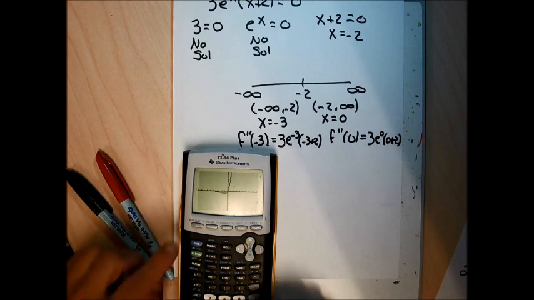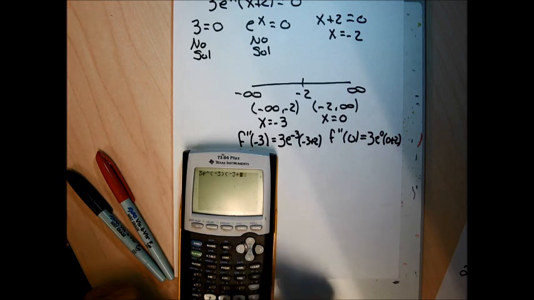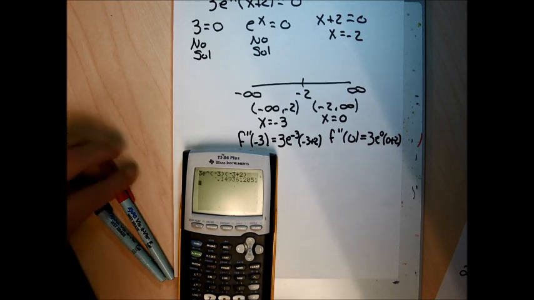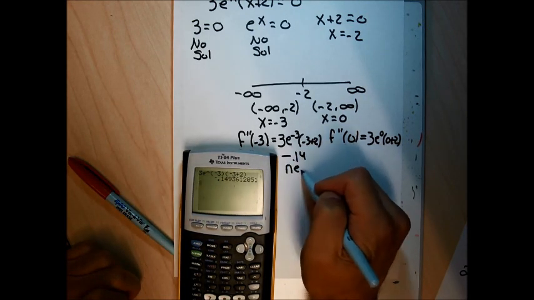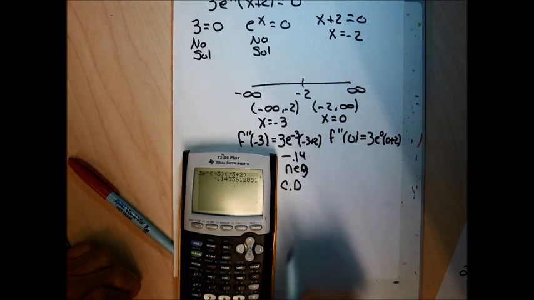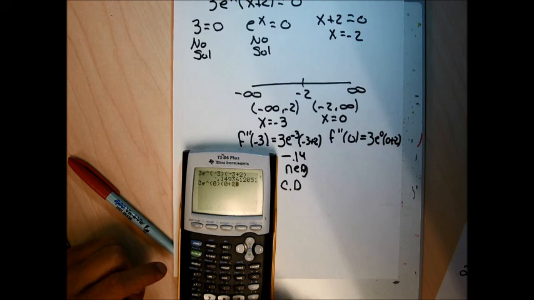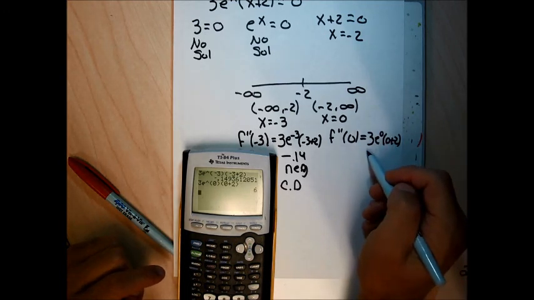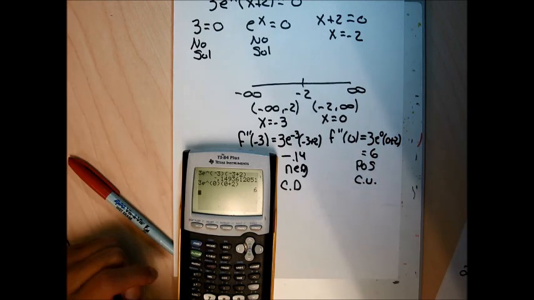So first computation, get to the main screen, 3 second ln negative 3, and then times parentheses negative 3 plus 2. I'm only worried about the sign of this, and that's negative 0.15. It's negative, so the graph is concave down in that interval. For the other computation, 3 second ln e to the 0 times parentheses 0 plus 2, I get 6. Wow, that was surprising. It's positive, so the graph is concave up in that interval.